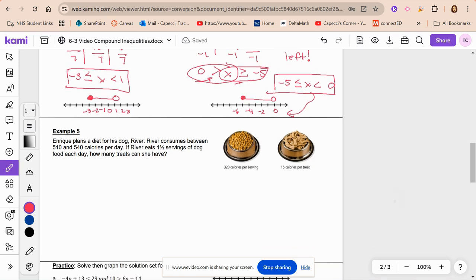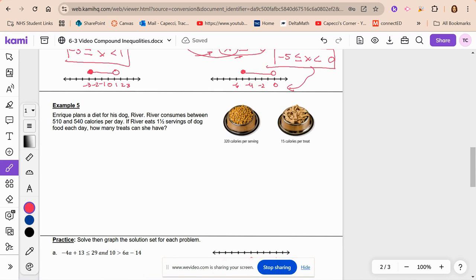Okay. All right, let's take a look at the word problem here. We have Enrique plans a diet for his dog, River. So River is the dog. Got it. River consumes between 510 calories and 540 calories per day. So what I'm going to do is I'm going to put the 510, that's the low value. 540 is on the right, that's the higher value.